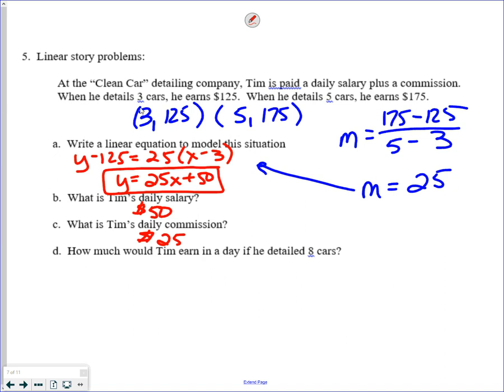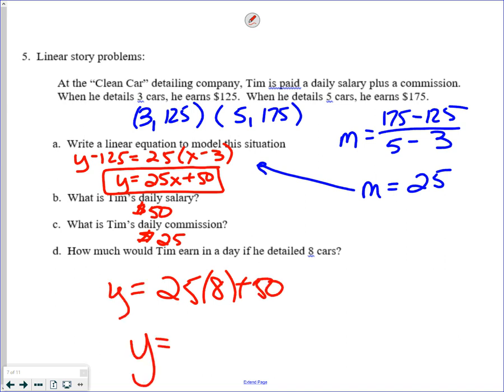Now, how much would he make if he sold 8 cars? 25 times 8 plus 50 is what he would make. And so Tim, if he sold 8 cars, would make $250.